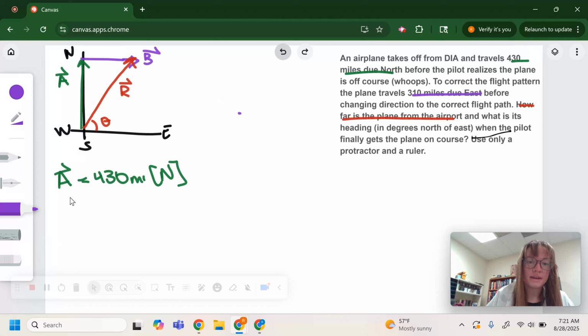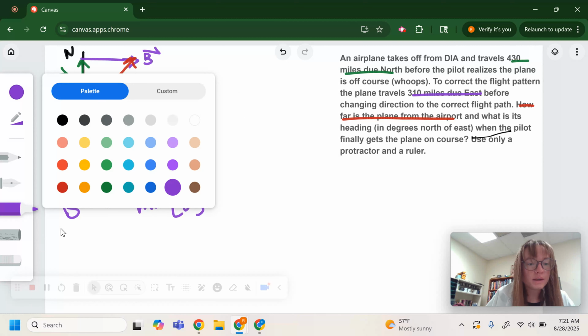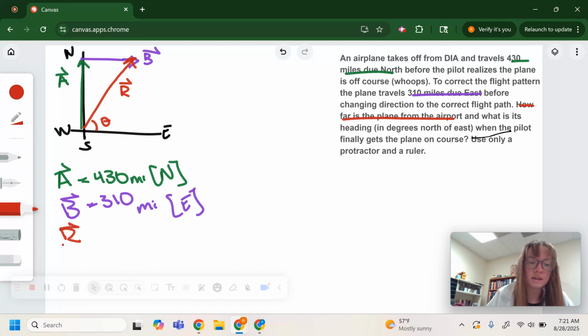Yay. Okay, vector B is 310 miles to the east. And then finally, what we're looking for is vector R. The way that we are going to accomplish it is that first we are going to find the magnitude of R, and then after that we are going to find the angle of R.